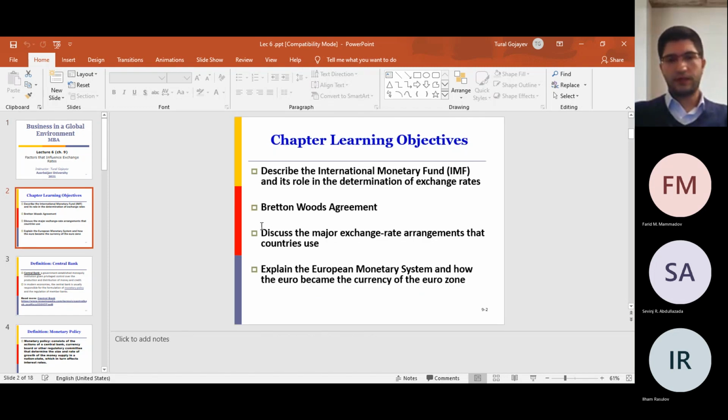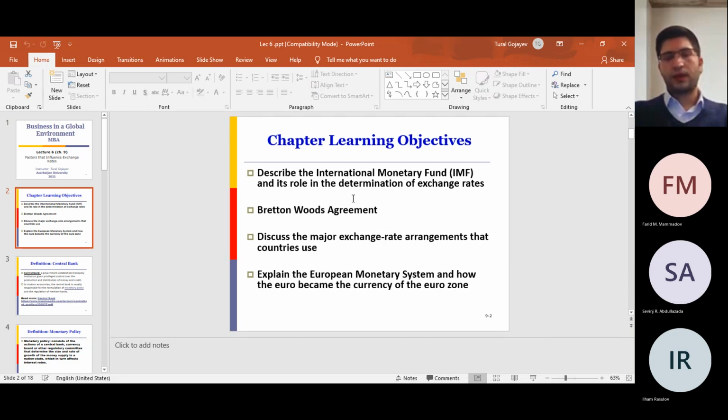First, let's briefly have a look at the learning objectives of this chapter. In the beginning, to describe the International Monetary Fund, shortly IMF. I think you have heard the name of this organization before, the International Monetary Fund, and its role in the determination of exchange rates. The main role of the IMF, as you know, is creating stability in the financial system in the member countries. And by the way, Azerbaijan is also one of the members of the IMF from 1992.